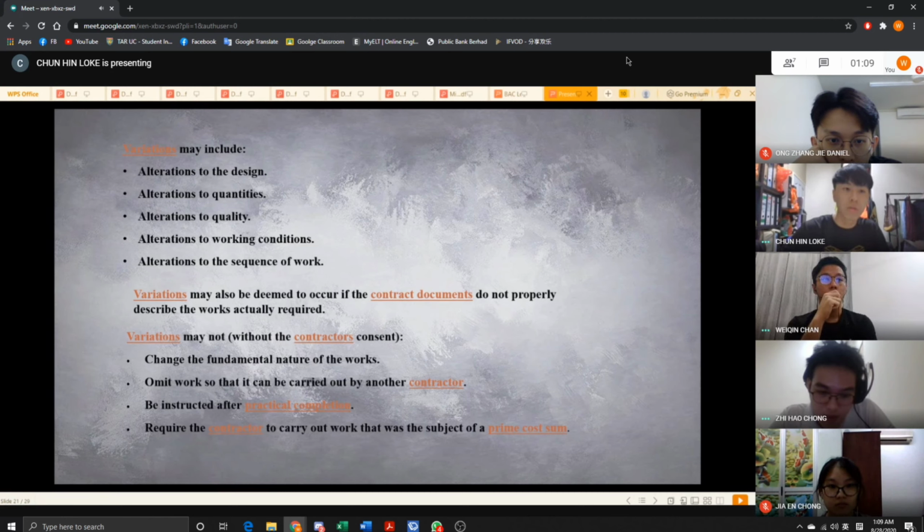Variation may not, without the contractor's consent, change the fundamental nature of the work, or make work so that it can be carried out by another contractor, be instructed after practical completion, and require the contractor to carry out work that is the subject of a prime cost sum.